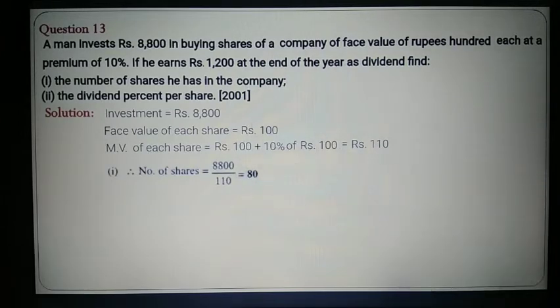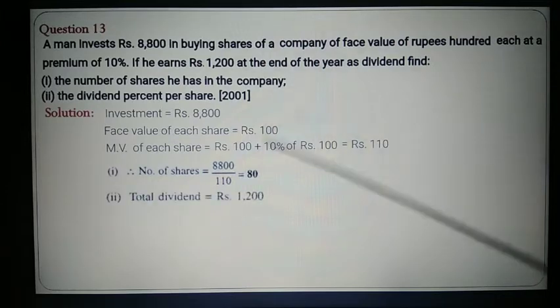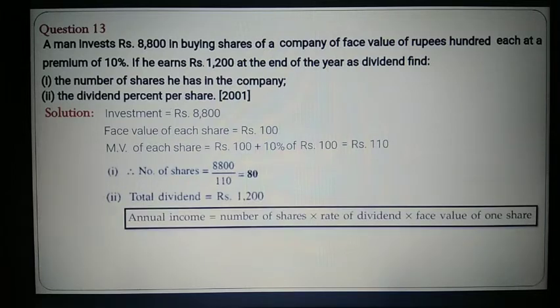Okay, now next what is given? Total dividend. Total dividend means annual income, right? Now we know that annual income is given by this formula. Is that clear?